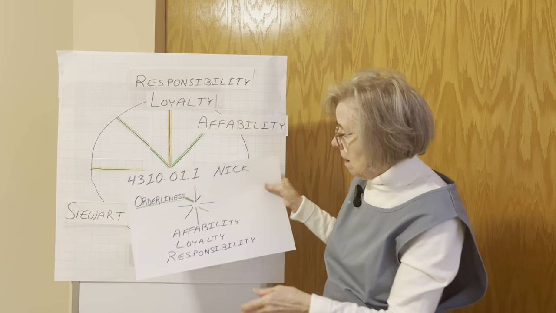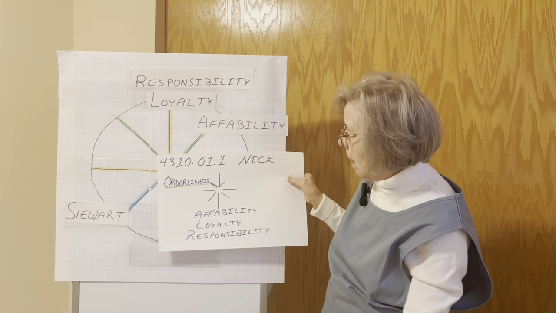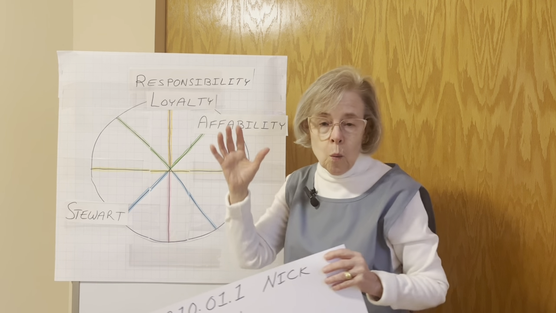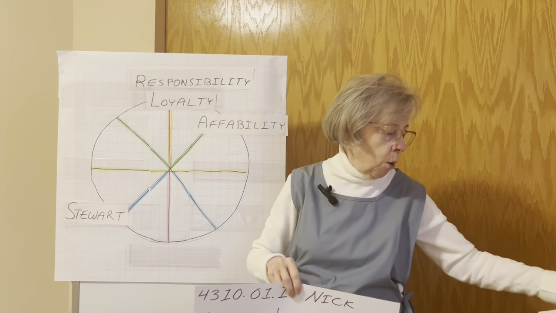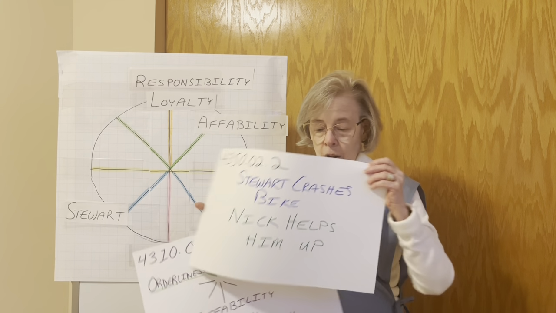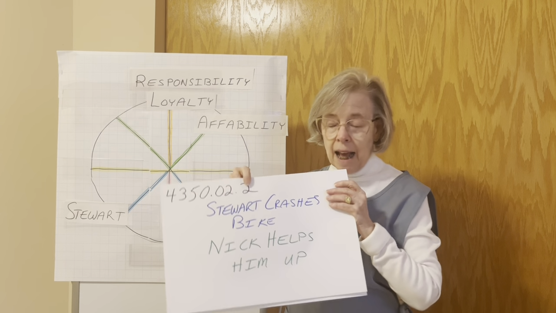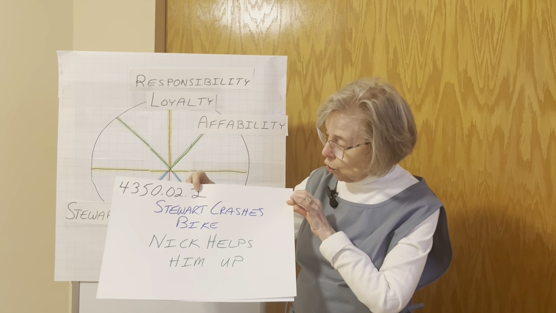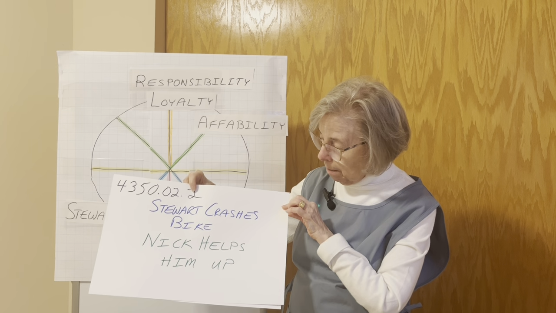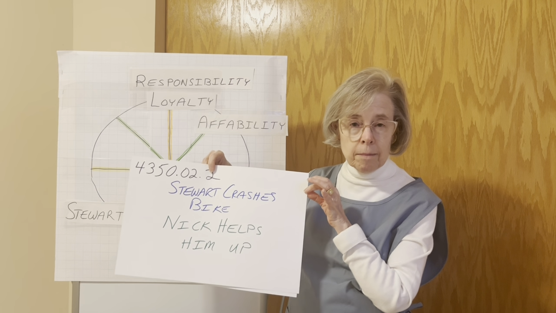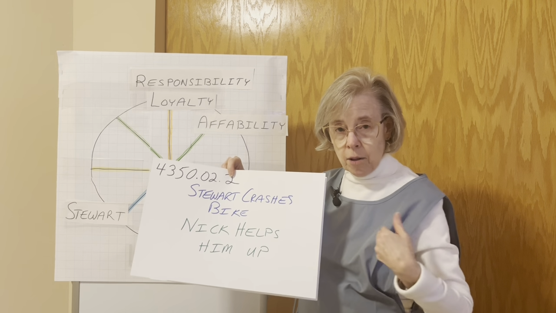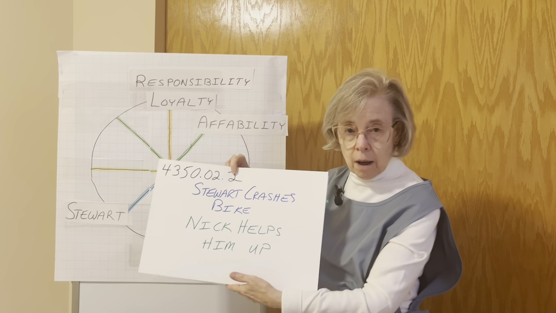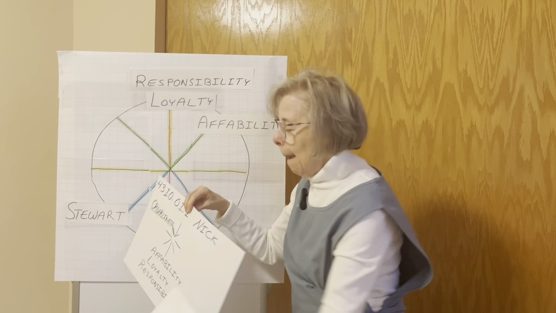Remember, here's Nick's character profile diagram. We have to get the emotions back into the right state. We can easily find our location. That's the analysis side of things. So Stuart crashes his bike and Nick is going to help him up. That's our find-our-place-in-the-story step using our story arc cards.